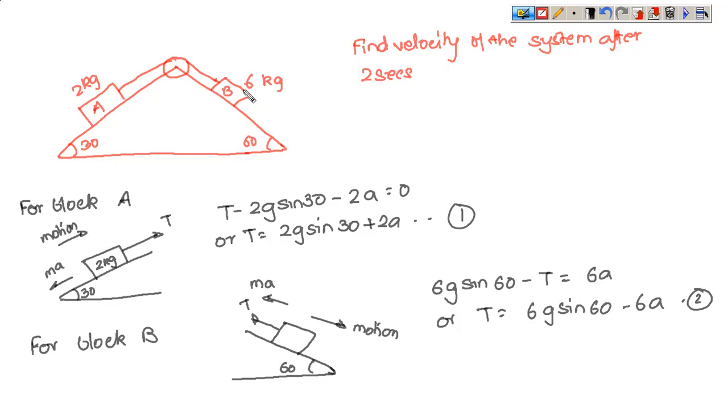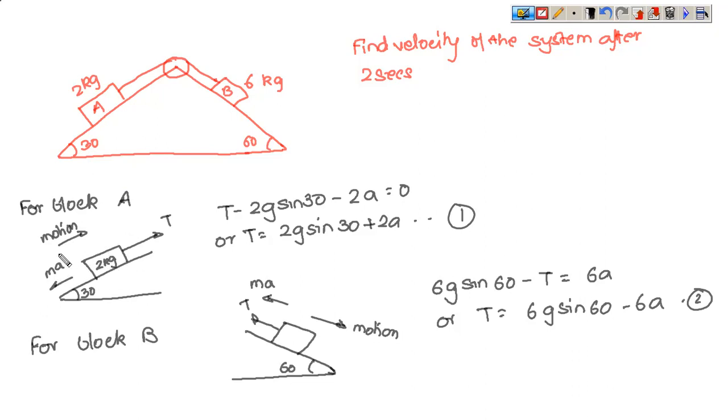It will never be given as a part of the problem that the motion takes place in a particular direction. Just by looking at the diagram, you have to understand in which direction the motion is actually going to take place. A will move upwards, B will move downwards. So if you draw the free body diagram of block A, tension is in this direction, motion is in this direction, so ma, the inertia force, is in the opposite direction according to D'Alembert's principle of dynamic equilibrium.